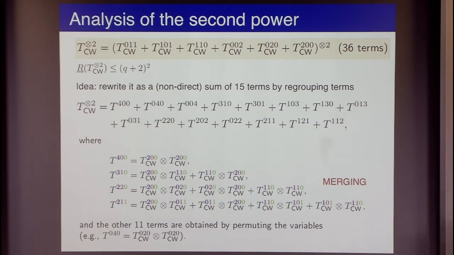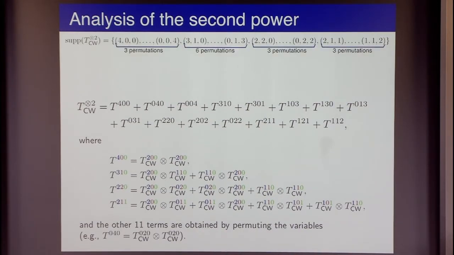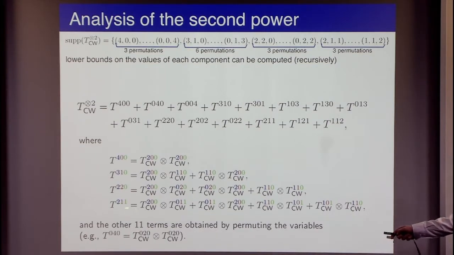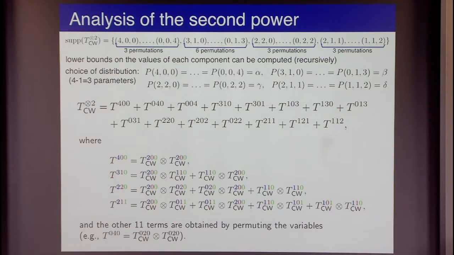And then you have 15 terms, so the support will be of this form. Then you can compute lower bounds on the value of each component. For these 3 components, it's easy because they are isomorphic to matrix multiplication. For the 4th one, it's more complicated because it's not isomorphic to a matrix multiplication tensor, but you can compute the value recursively. Okay? And then you choose your distribution. There we will have 4 parameters.